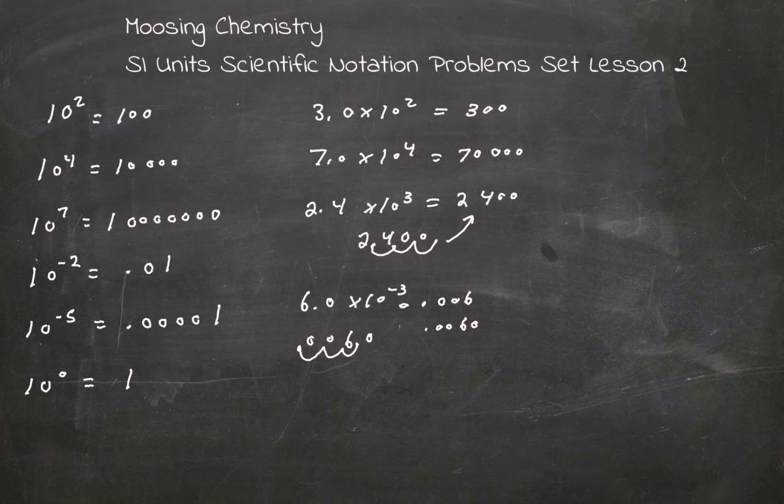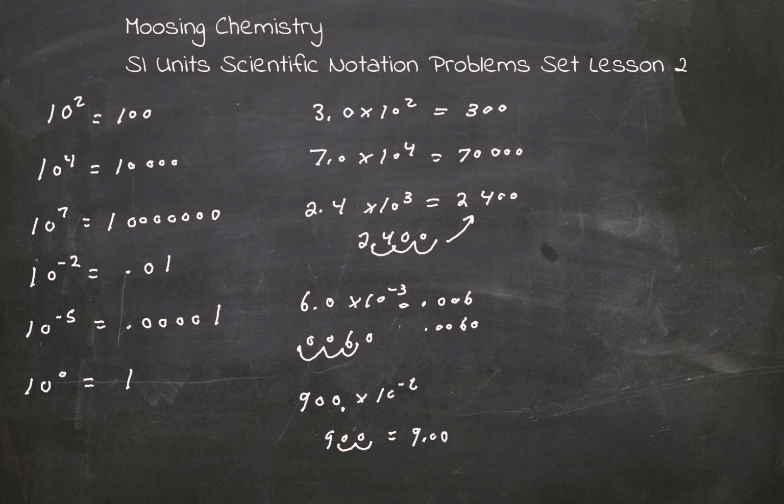All right, let's try another one. Let's try 900 times 10 to the negative 2. Okay, first of all, you would never write it as 900 because you always have to have a decimal point. So you would have to put a decimal point here on the end. So you would go 900 to the negative 2, go 1, 2, which would give you 9.00.